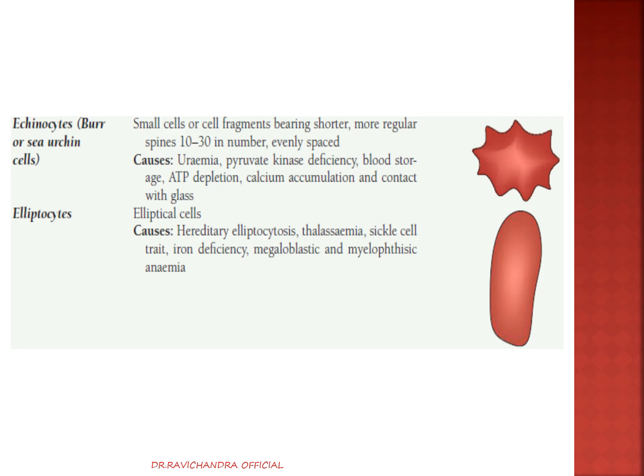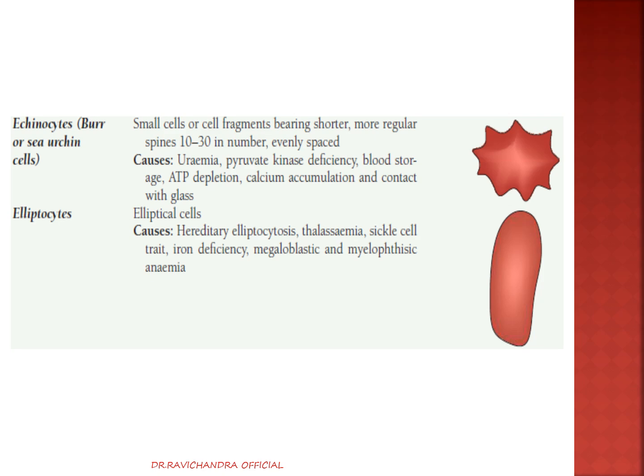Echinocytes, also called sea urchin cells or burr cells. These are small cells or cell fragments bearing shorter, more regular spines, 10 to 30 in number, evenly spaced. Don't confuse with schistocytes. Causes will be uremia, pyruvate kinase deficiency, or blood storage for a longer duration, ATP depletion or calcium accumulation, and even contact with glass will result in echinocytes or burr cells.